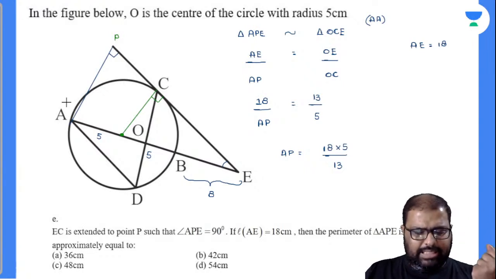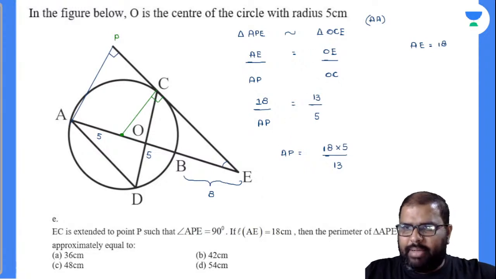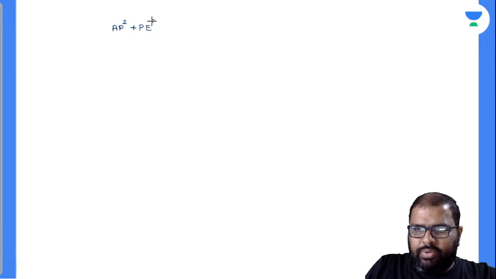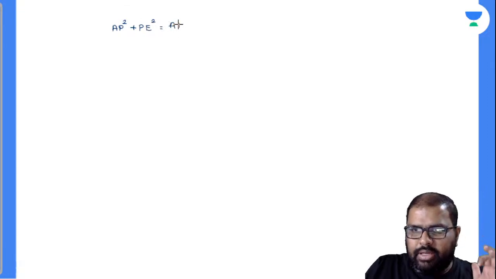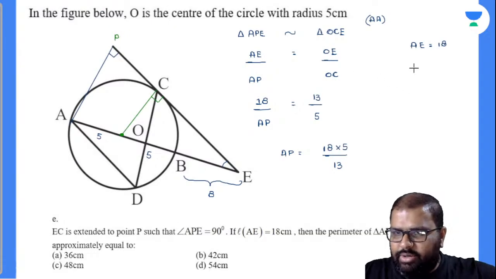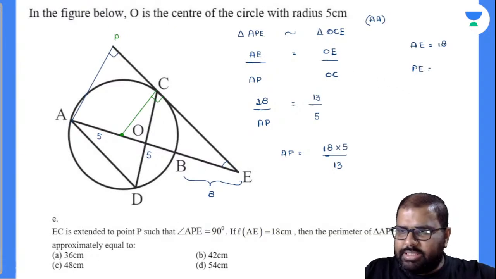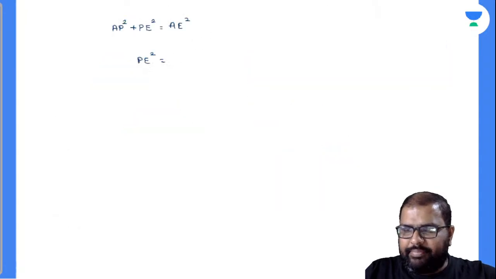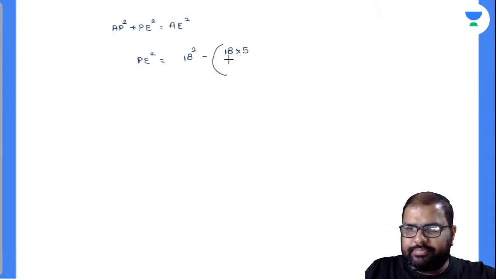Triangle APE is a right angle triangle, so by Pythagoras theorem, the perpendicular sides AP square plus PE square is equal to AE square. Will you accept with me? Our aim is to find the PE value right now. If I find the PE value, then my answer is done. So PE square is equal to AE square, which is 18 square, minus AP square. AP value we just calculated as 18 into 5 by 13.